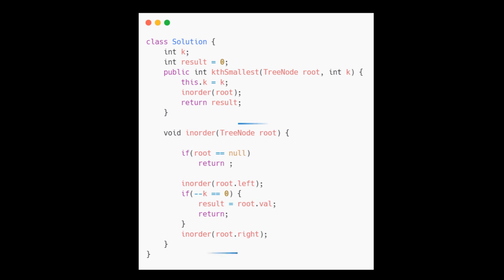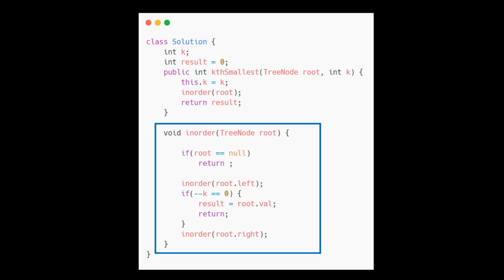In the in-order method, we first perform the null check on root. Then, we recursively call the in-order method on left of root. After left, we process the root. Here, we decrement k and check if the decremented k has become 0 or not. If yes, we update the result with root.val and then terminate or return. Otherwise, we will traverse further to the right of root. After this terminates, we will have the kthSmallest element in the result variable.